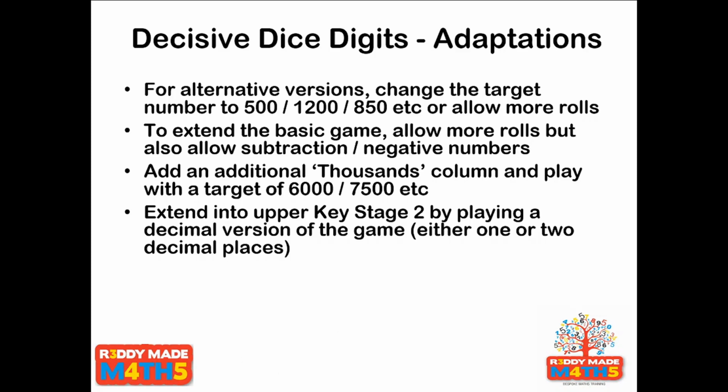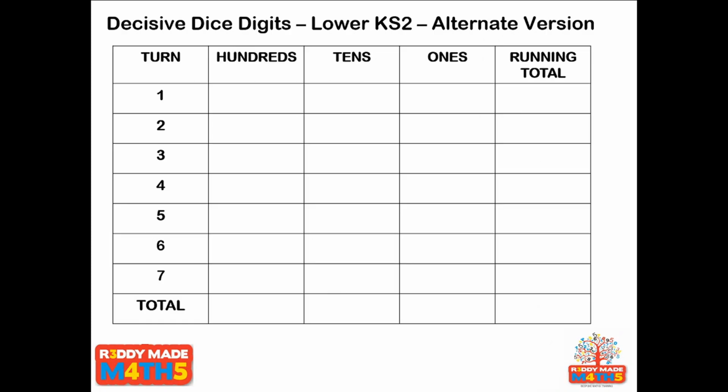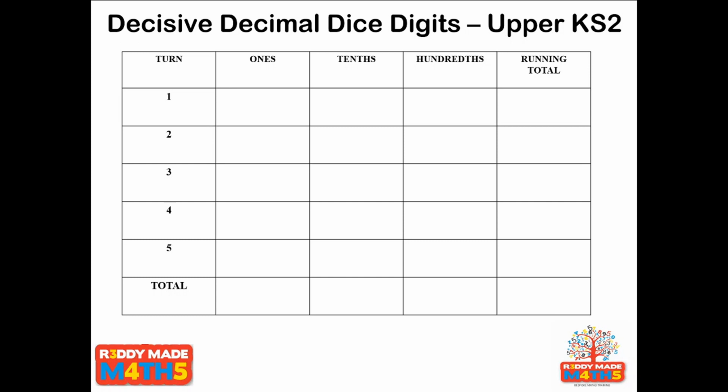Other adaptations of Decisive Dice Digits, as we mentioned, are the negative numbers version, which we talked about before, where you can put numbers in here that include negatives, or the Decisive Decimal Dice Digits, where we're looking at ones, tenths, and hundredths, and we're aiming to get as close as possible to whatever your target number is. Let's say a target number of 10, potentially, or a target number of 6, or whatever you want the target to be. They're all really, really good games. This one involves them obviously mentally calculating in decimals as they go along. Give it a try. Very, very successful.